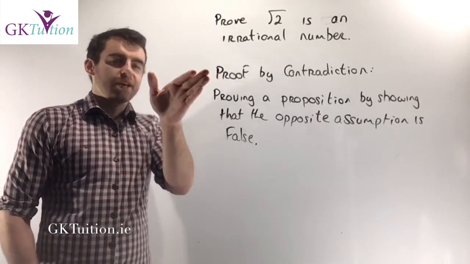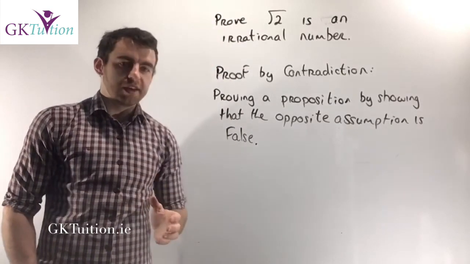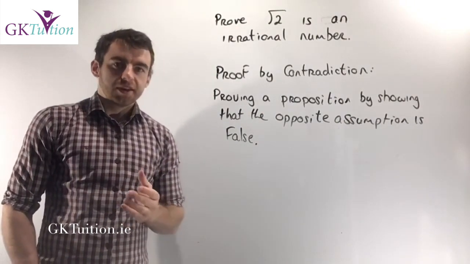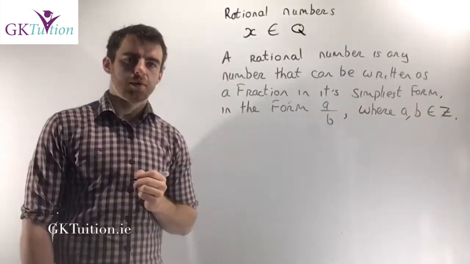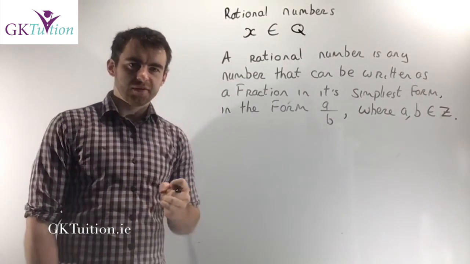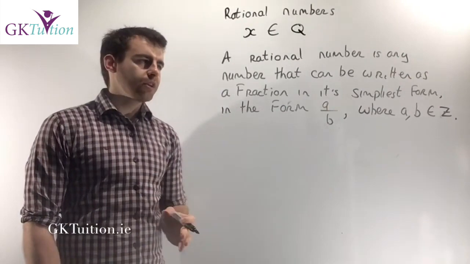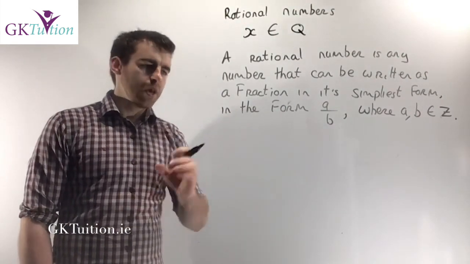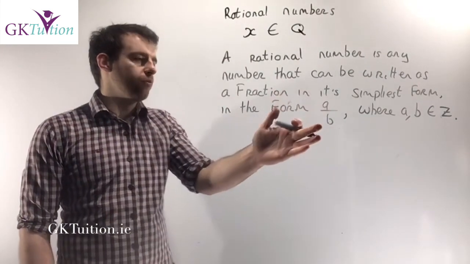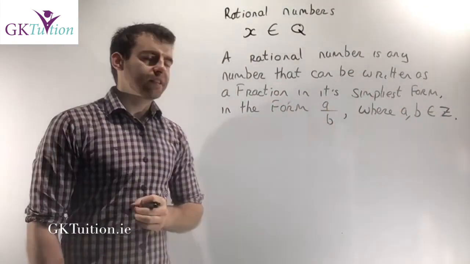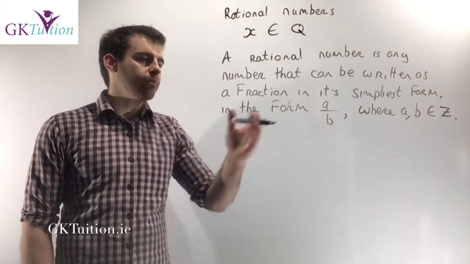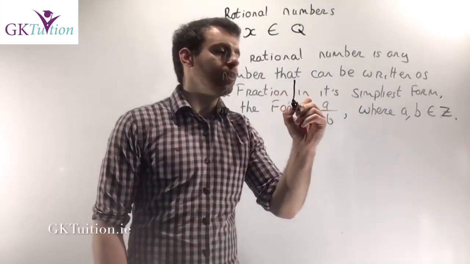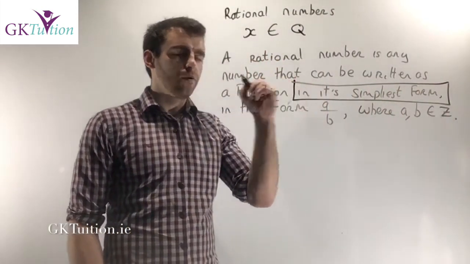So it's important, just make a note that this is the only example you're going to see of a proof by contradiction. So let's first of all consider the definition of a rational number. A rational number is any number that can be written as a fraction in its simplest form. In other words, it has to be written in the form a over b, where a and b are elements of Z. So the top of the fraction and the bottom of the fraction need to be integers. But what I want to focus on is that the fraction needs to be in its simplest form.